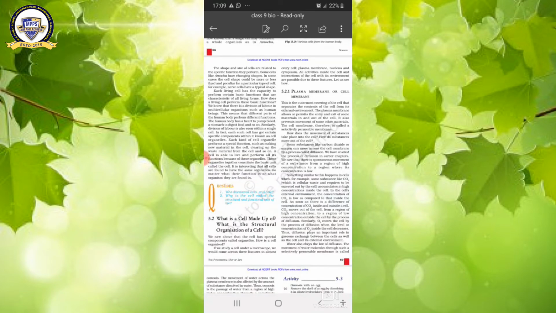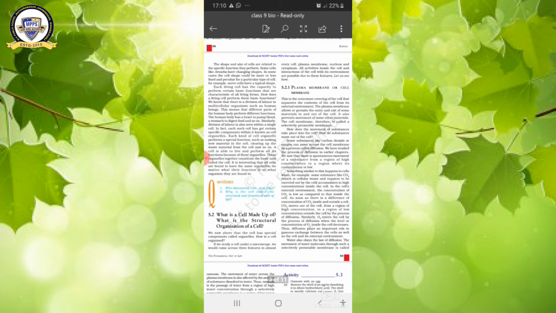Shape and size of cells are related to the specific function they perform. Some cells like amoeba have changing shape. In some cases, the cell shapes could be more or less fixed and peculiar for a particular type of cell. For example, nerve cells have a typical shape.